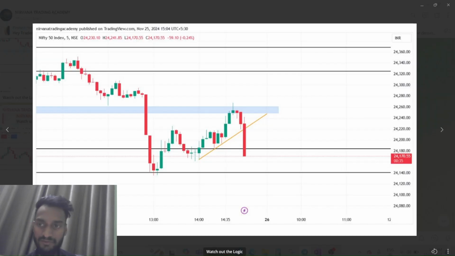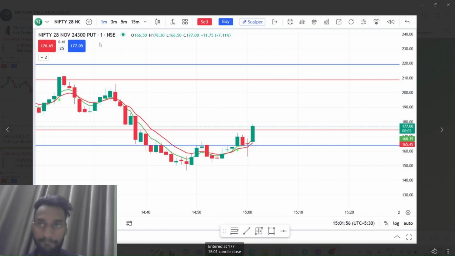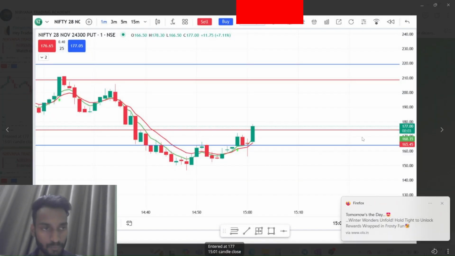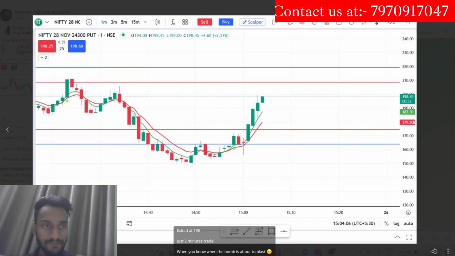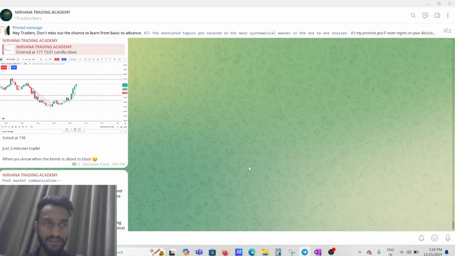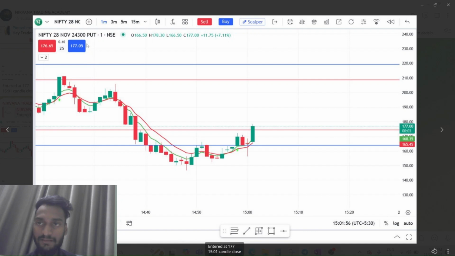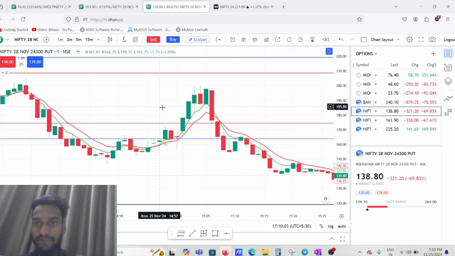Watch out for the logic, right? Now let me show you the trade. See, it's 24300P. See the timing, 15:01 candle close. All right, 15:01 candle close. What was the price? Just a second. From 177 to 198, just 3 minutes straight, or let's say 2 minutes straight. All right. Now, what was the reason? Let me discuss it. It's 24300P. All right. Just a second. Here we are on the charts.